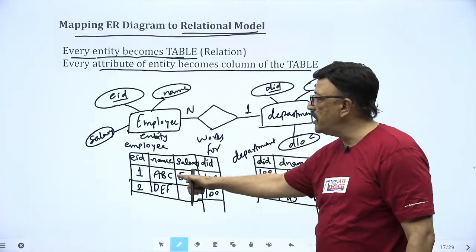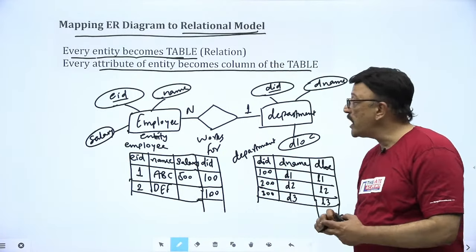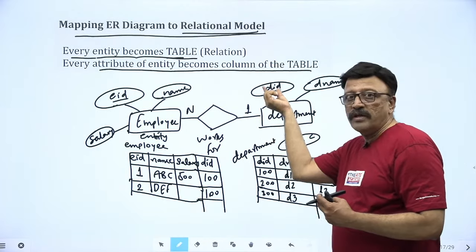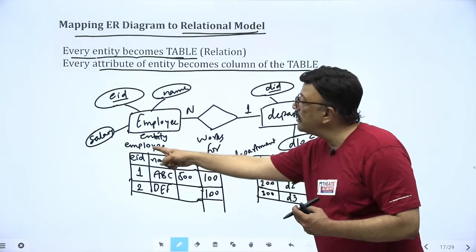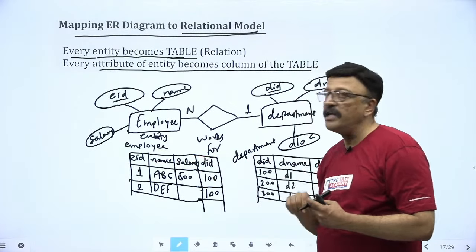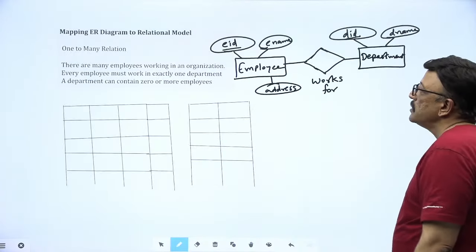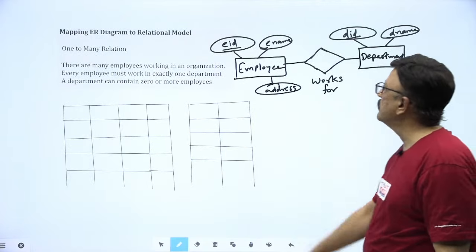Convert every entity into a table, and look at the one side. Whoever is the key attribute of the one side, you add that key attribute as a column on the many side table. So employee should have DID. Come on, let's see one more example here. Okay, the same example.